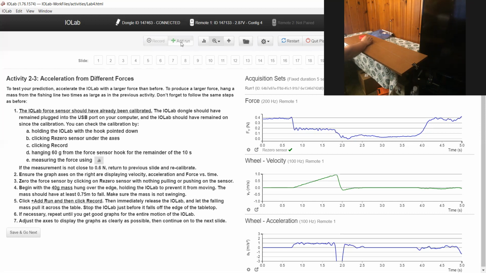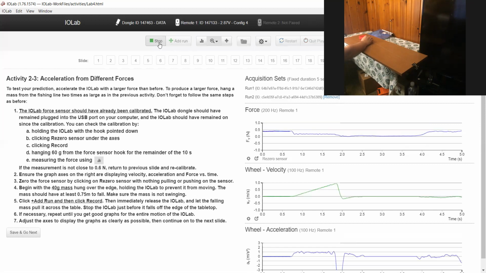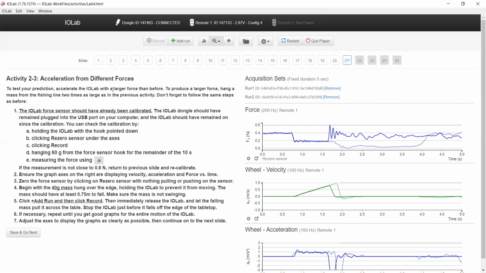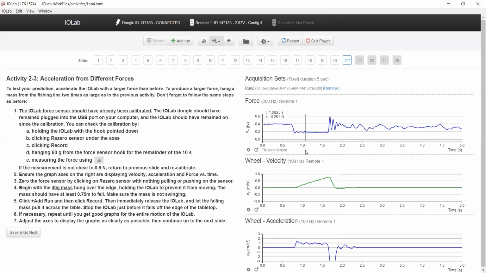And run. Record. Immediately release it and catch it before it hits the ground. Okay, kind of okay. Put it down. Let's go to the analysis part. I didn't need the second one. You can do as many runs as you need, so that's not a problem.